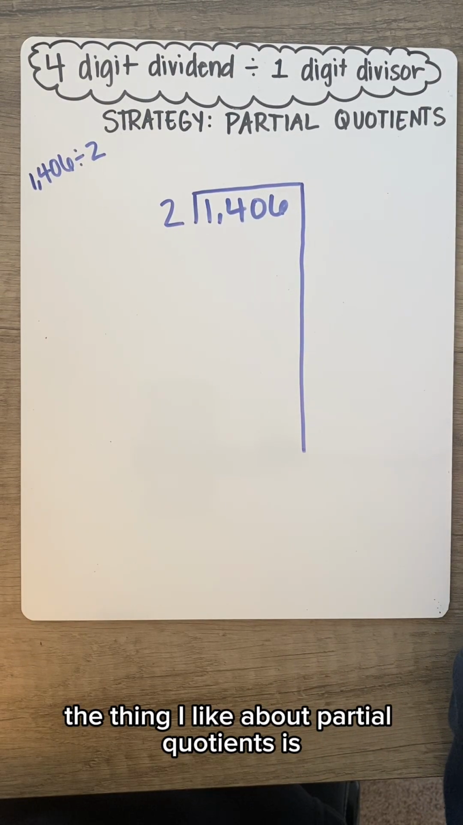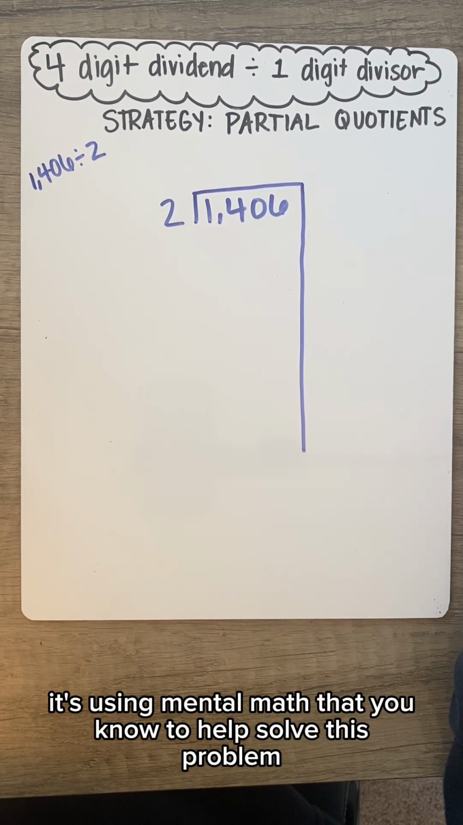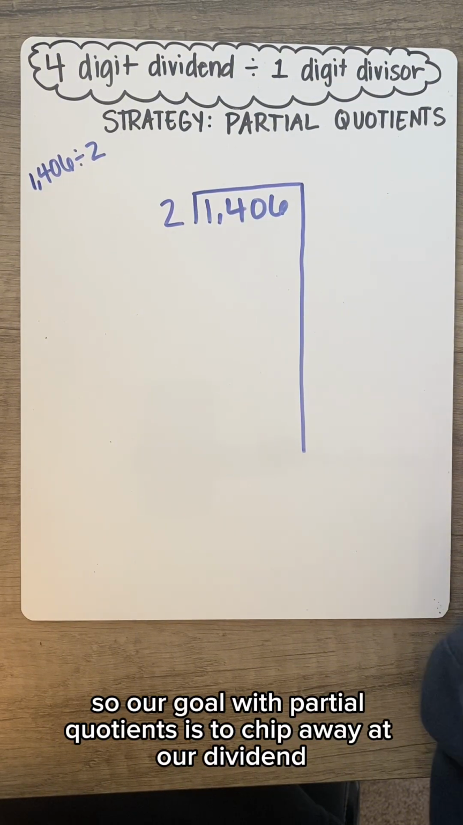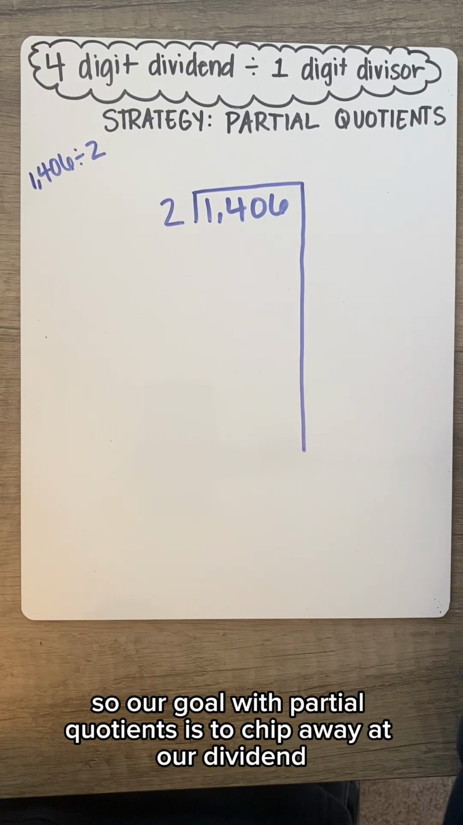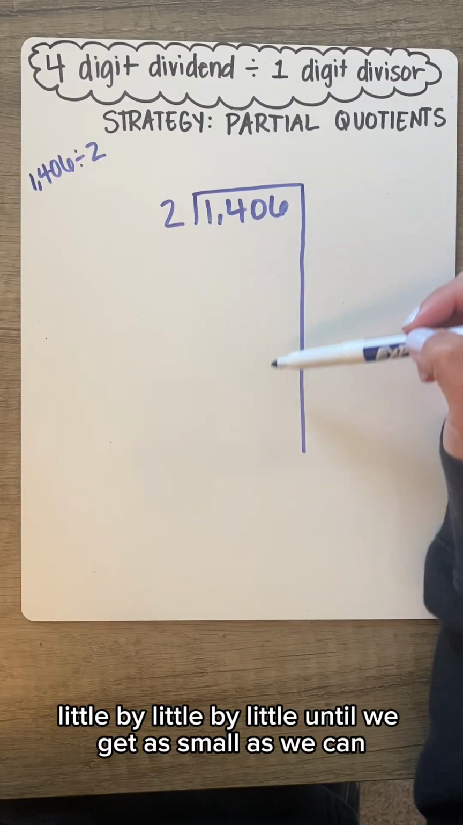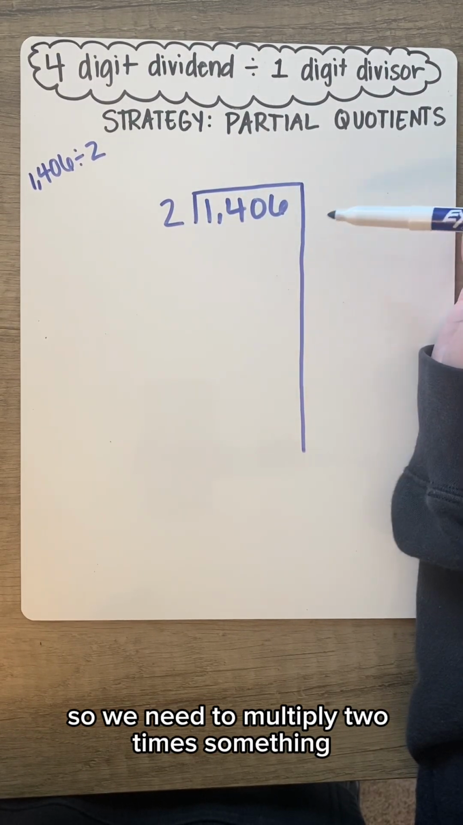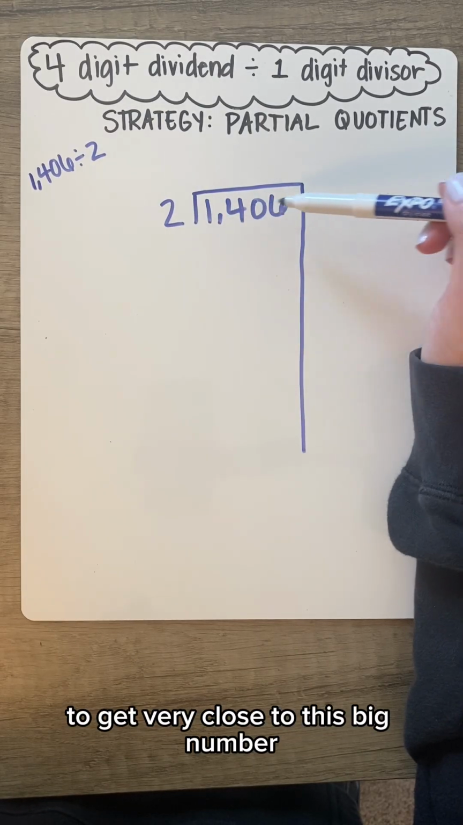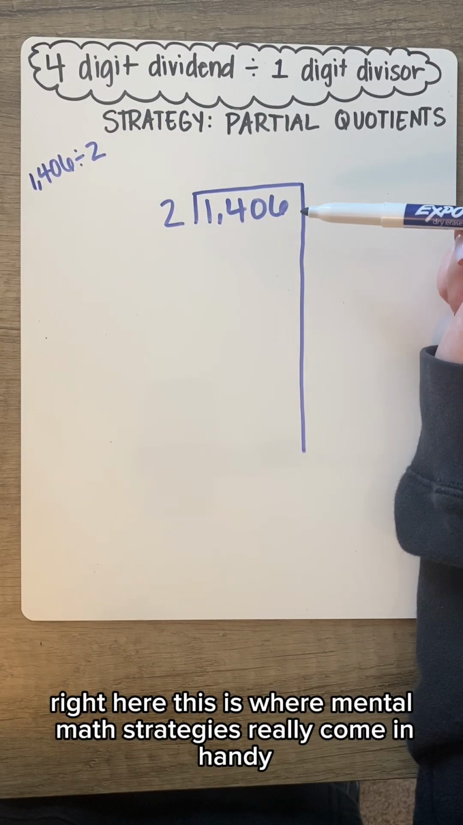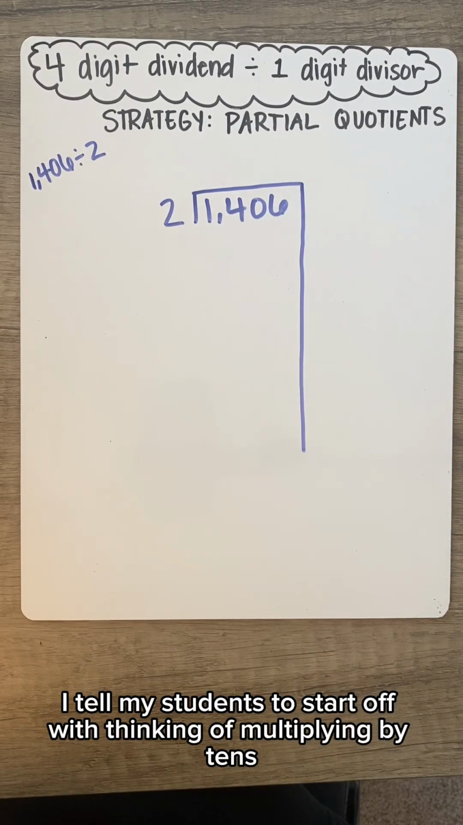The thing I like about partial quotients is there's really no right way to do it. It's using mental math that you know to help solve this problem. So our goal with partial quotients is to chip away at our dividend little by little by little until we get as small as we can. So we need to multiply 2 times something to get very close to this big number right here. This is where mental math strategies really come in handy. I tell my students to start off with thinking of multiplying by tens.